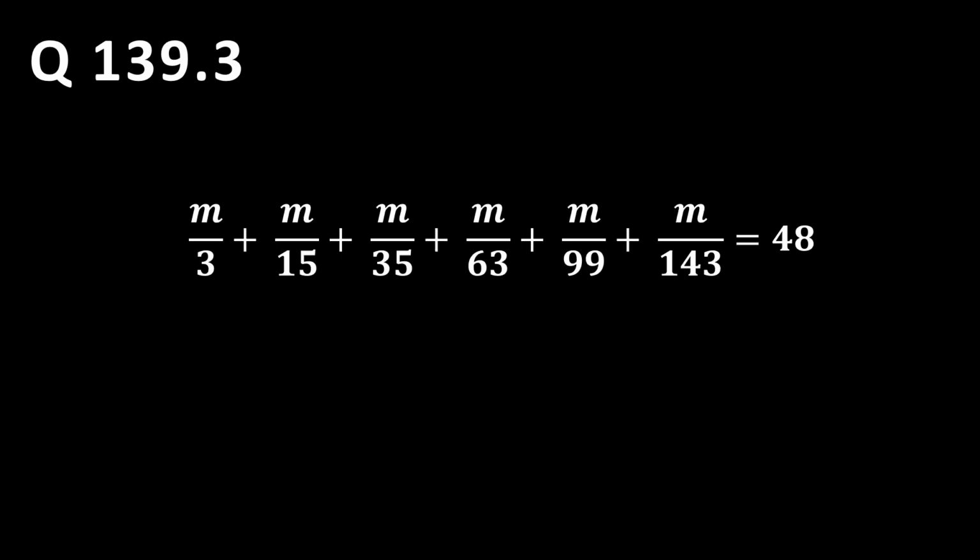This is question number 139.3. The question is, a series of fractions, each with numerator m, is given. Their denominators are 3, 15, 35, 63, 99, and 143. The value of the expression is 48. Solve for m. If you can factorize the denominators in a regular pattern, it would take hardly 2 to 3 seconds.